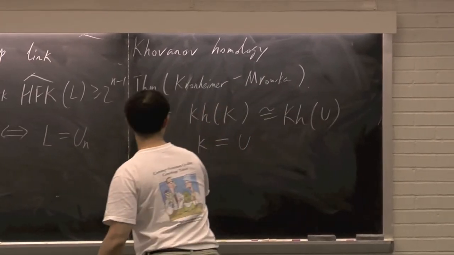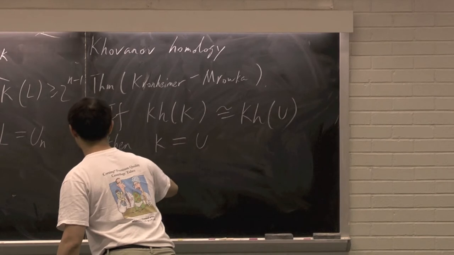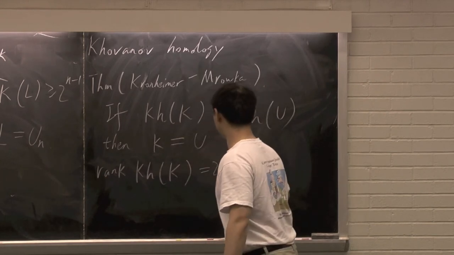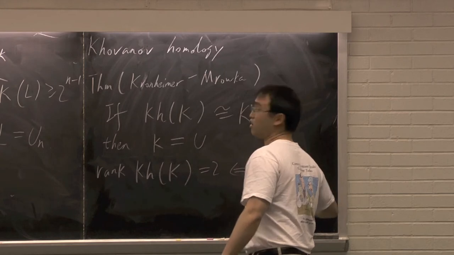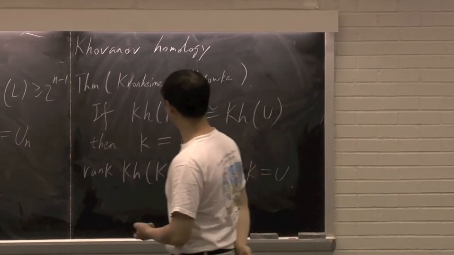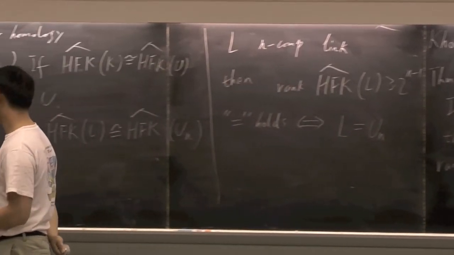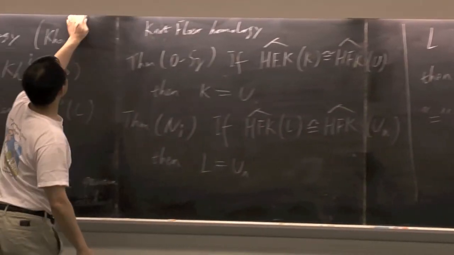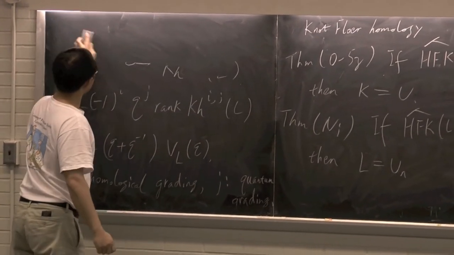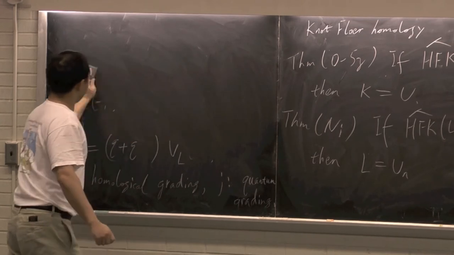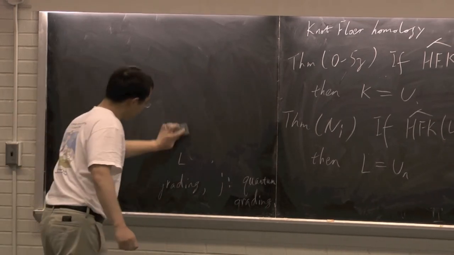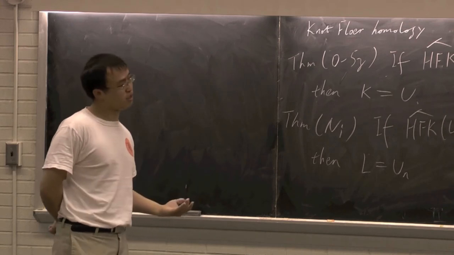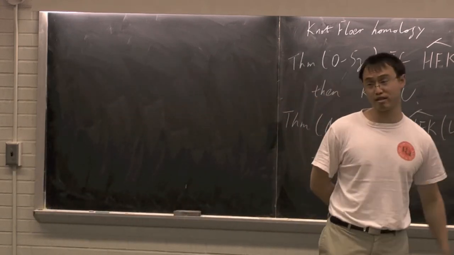They actually proved that the rank of the Khovanov homology of a knot is equal to 2 if and only if K is the unknot. Okay, so for unknot detection, the rank itself suffices for the purpose. However, you immediately have trouble if you want to extend the argument of Kronheimer and Mrowka to links.